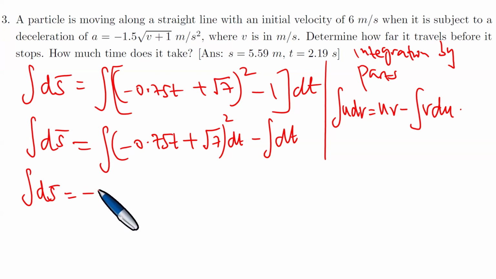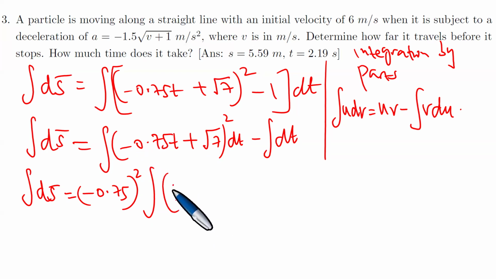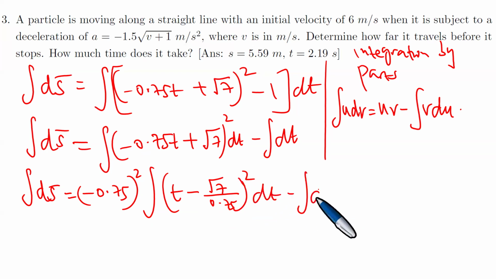Okay, so it is minus 0.75, which you take out of the brackets. You factorize, and if you take the minus 0.75 out of the brackets, you get (t minus the square root of 7, then 0.75), and then you square everything, and then you put dt, minus the integral of this. That's just factorization, school arithmetic. So now let us do the integration.